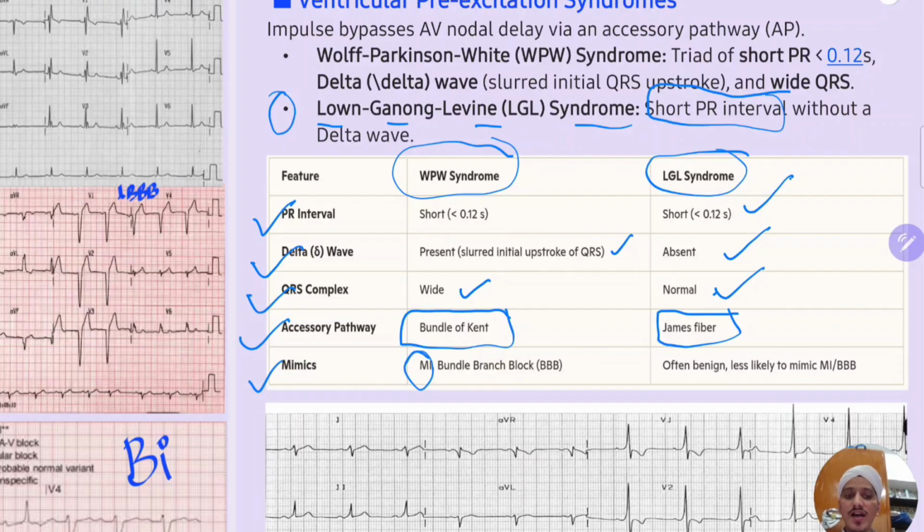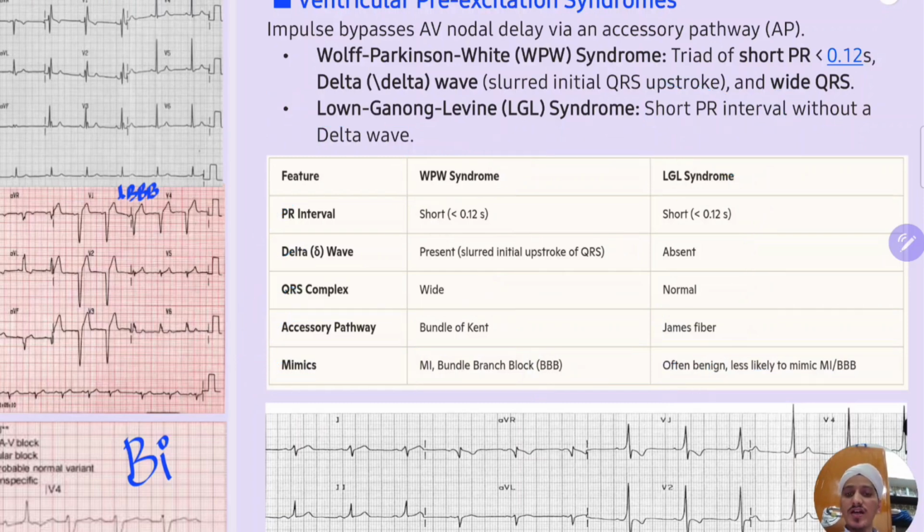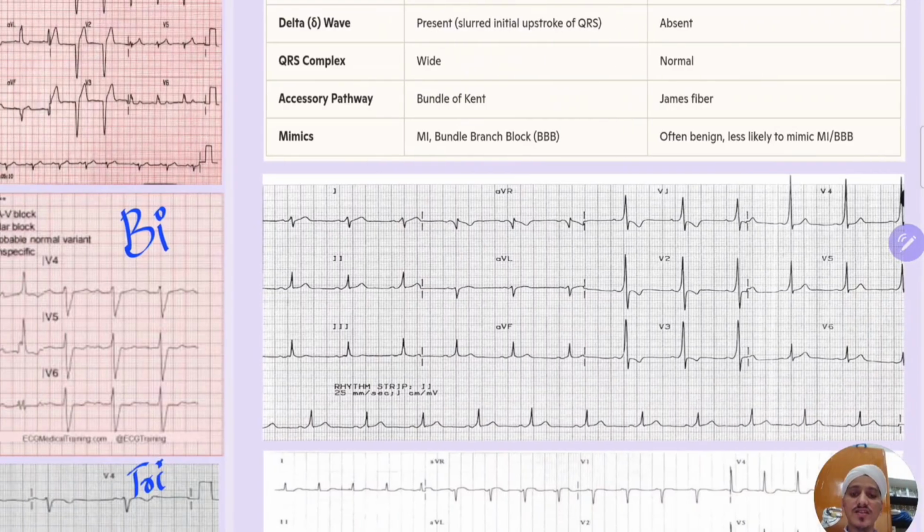What are the mimics for this WPW syndrome? It mimics MI and RBBB, whereas LGL syndrome is often benign, less likely to mimic infarction and bundle branch block. So this is benign, but this is not benign. If you want to know how it is not benign, you go and watch the videos on arrhythmias. I have discussed it in great detail there.